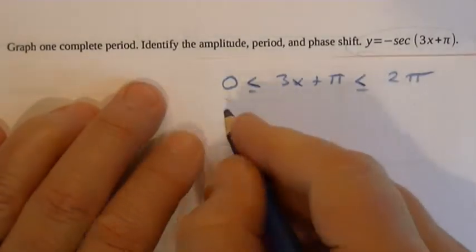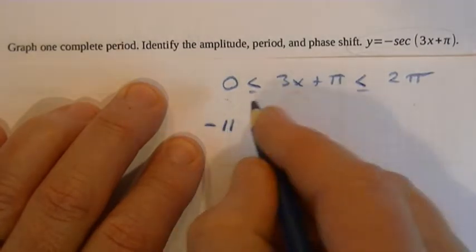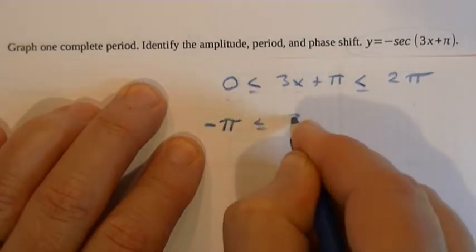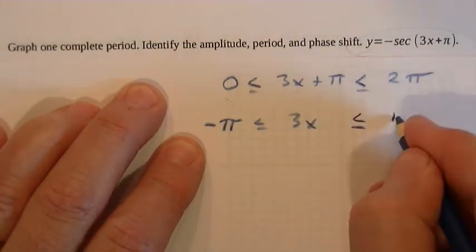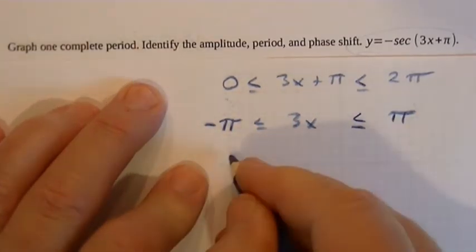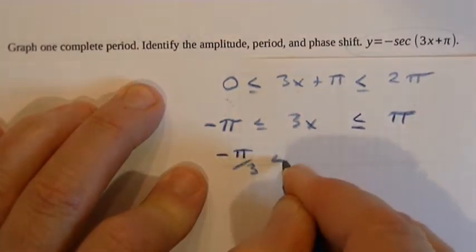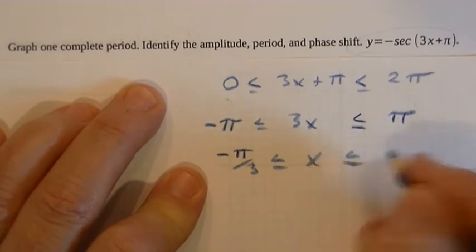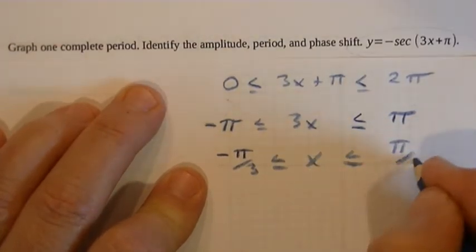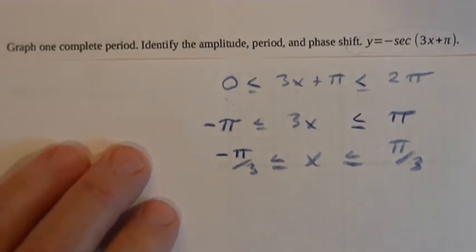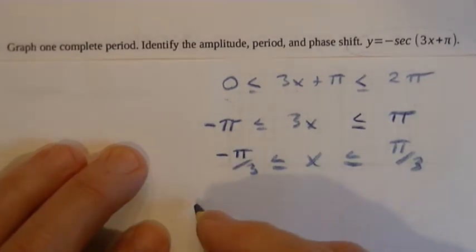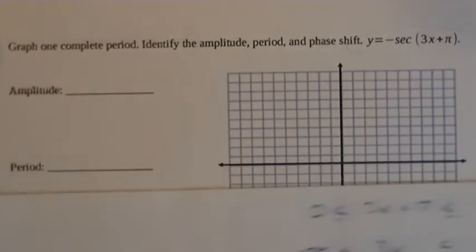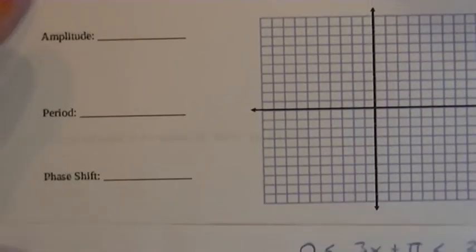So let's subtract pi. And 2 pi minus pi is simply pi. I'm going to divide by 3. Okay. So our phase shift essentially is pi over 3 left. Okay, so phase shift. Down here we can just write that in.